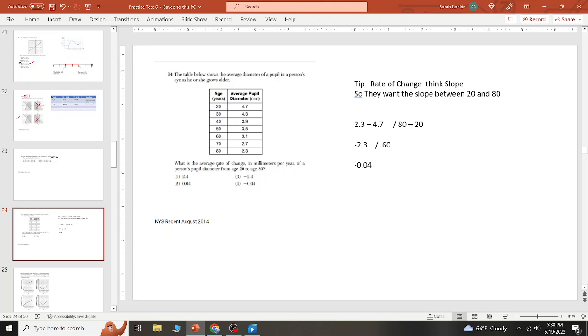Okay, the table below shows the average diameter of a pupil's eye. What is the average rate of change? So again, as soon as you see rate of change, think of slope. So you just calculate the slope. Change in y over change in x, and then simplify.